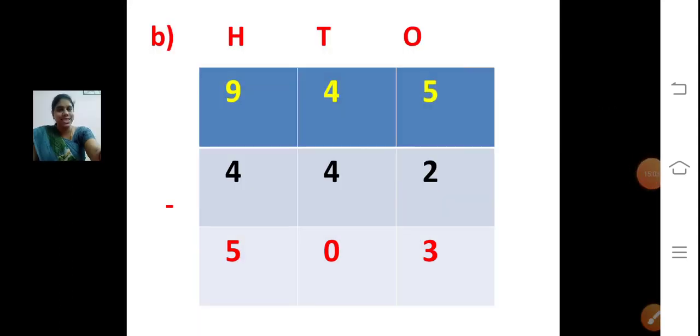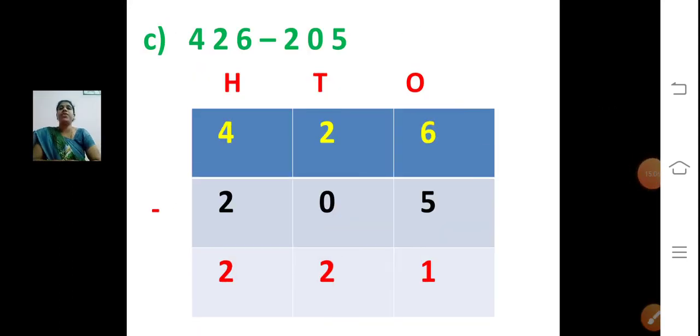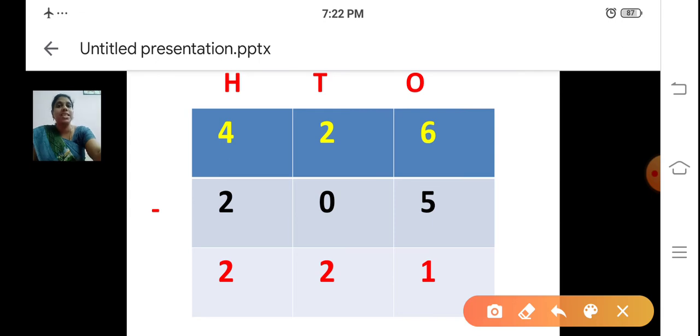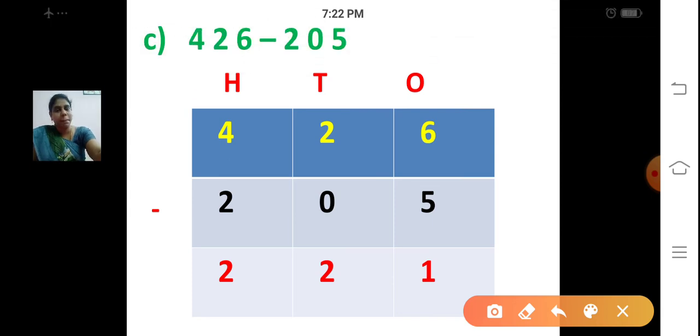Now let's move on to the C sum. 426 minus 205. We're going to subtract the numbers 426 minus 205. So now what do we have to do? You're going to write inside the boxes. We are going to write the numbers in the exact places. First we'll write the bigger one, 426. 6 in the ones place, 2 in the tens place, 4 in the hundreds place. Now let's take the smaller number, 205. 5 in the ones place, 0 in the tens place, and 2 in the hundreds place.